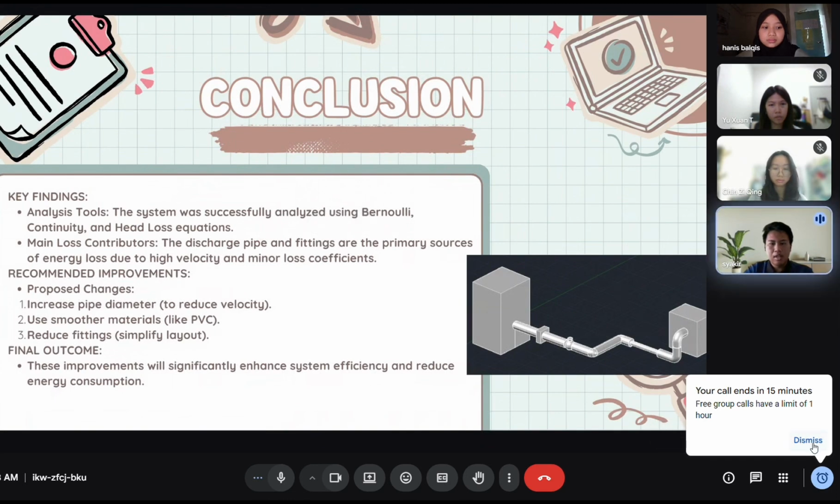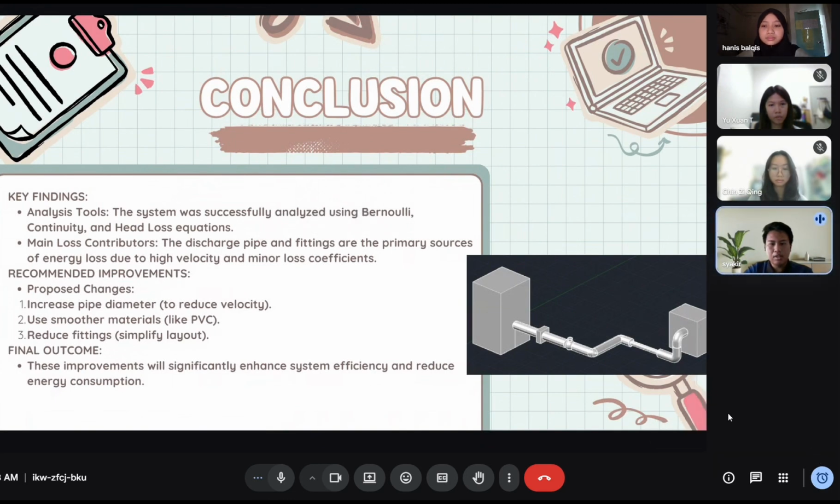Conclusion. Based on our analysis using Bernoulli and Darcy equations, we found that the discharge pipe and fittings are the main contributors to energy loss. This is primarily due to the high fluid velocity in the small pipe and the resistance from minor loss coefficients.